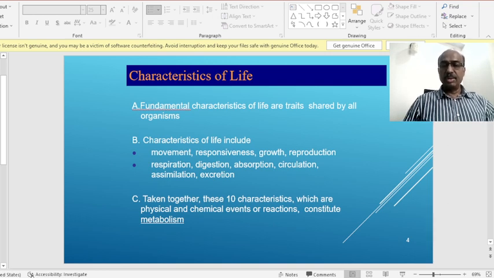And taken together these 10 characteristics, which are physical and chemical events or reactions, constitute metabolism. Friends, metabolism means the chemical process which takes place even in plants and all living cells, through which food is converted to energy.